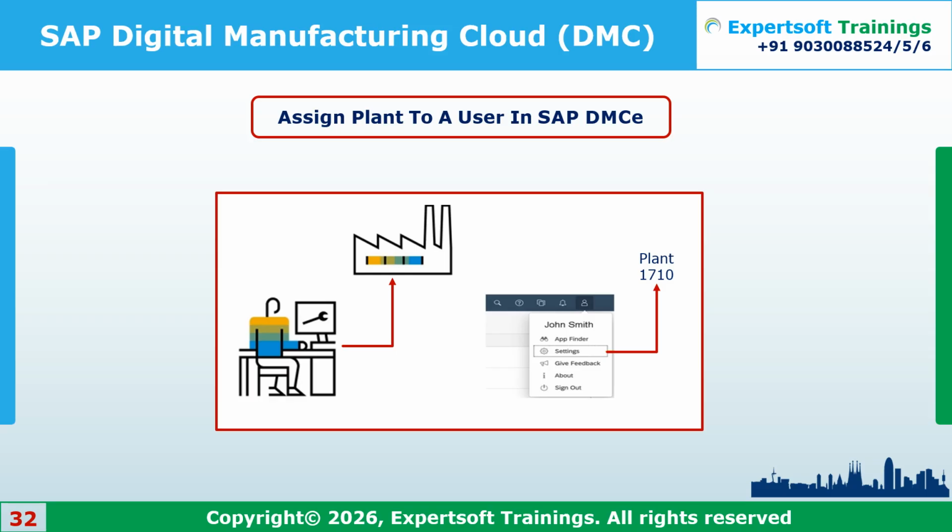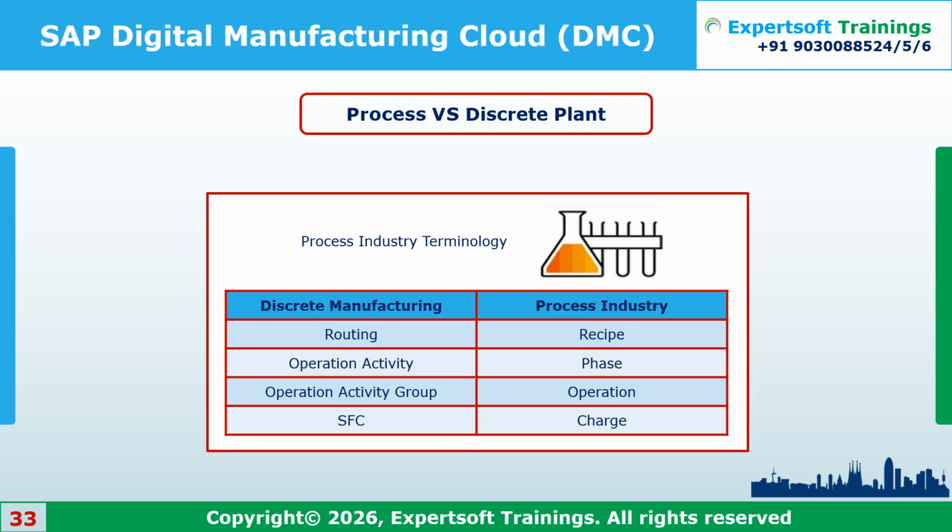Yeah, so this is how it will look in DM. We have the person, and then we have the settings. In the settings, we define the plant, or we assign the plant to the person, so that he can perform the activities in that plant.